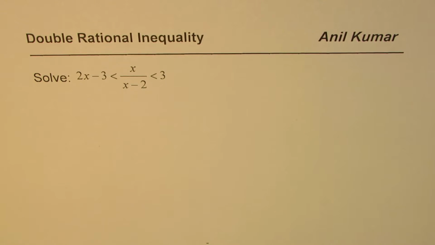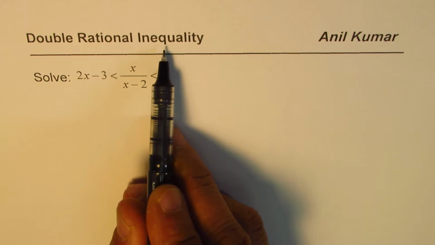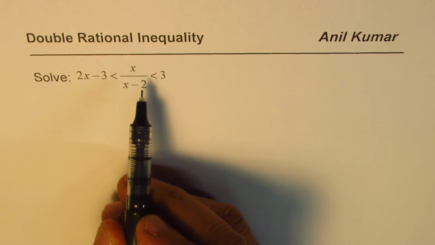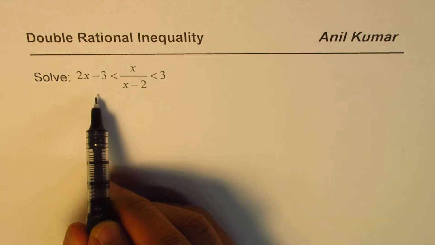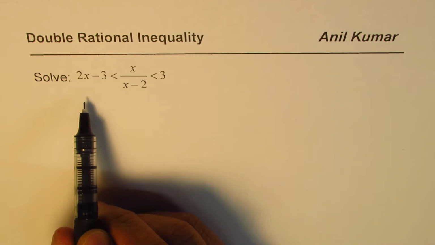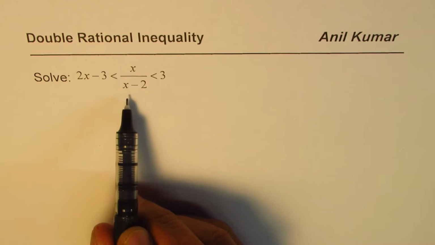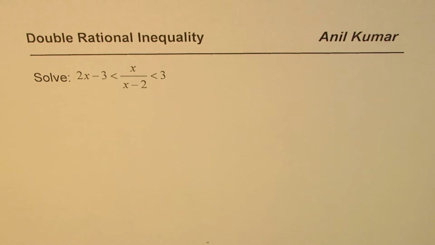Now, my friend, you wanted to have an example where we're talking about double rational inequality. So I'm just using your example. Here it is. You said, find the solution of this rational inequality, which is 2x minus 3 is less than x over x minus 2, which is less than 3. And we need to find the solution of this inequality.